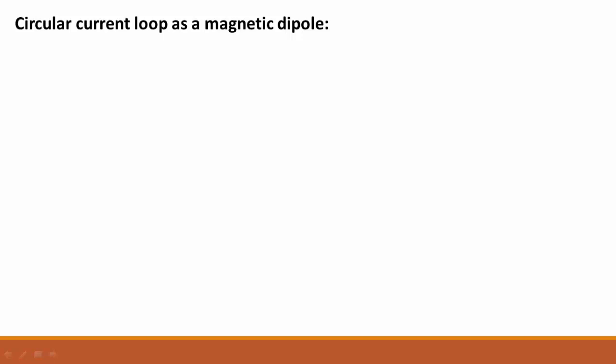Dear students, in this class now I am going to discuss the circular current loop as a magnetic dipole. The product of the strength of the magnetic dipole and the magnetic length is called the magnetic dipole moment. Here the circular current loop acts as a magnetic dipole.